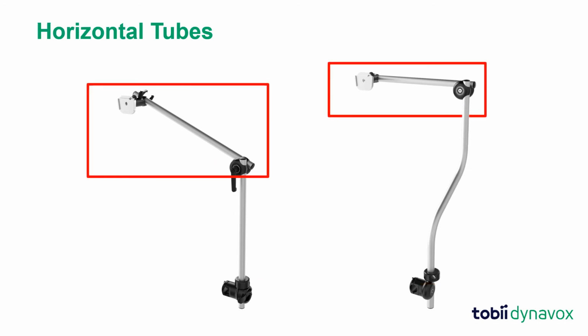Horizontal tubes are the components that typically attach to the vertical tubes. The horizontal tube is used to bring the AAC device to a central position for the AAC device user. The AAC device can rest anywhere along the horizontal tube based on the user's preference and positioning needs.